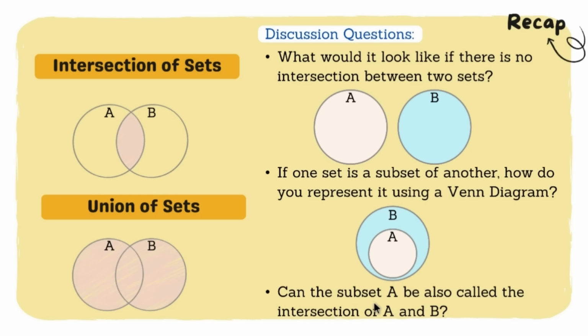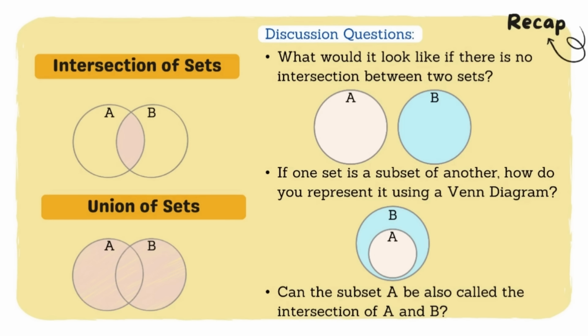Last question. Can the subset A be also called the intersection of A and B? Pwede ba nating sabihin itong subset A na ito ay intersection din nilang dalawa? Okay, the answer is yes. We can say that set A is also the intersection of set A and B because all the elements in A also is a common elements with set B. Nagkataon na lahat ng elements ni A ay kasama rin sa elements ni B. Therefore, they share a common elements.